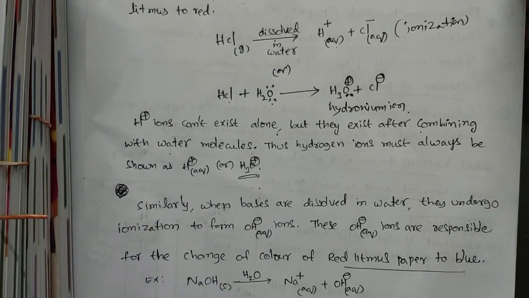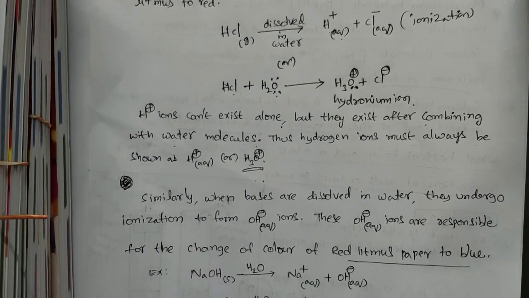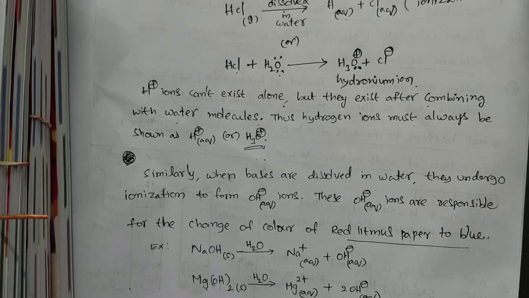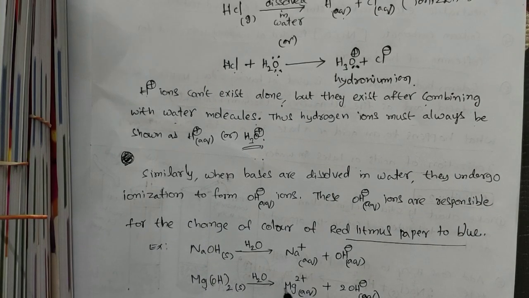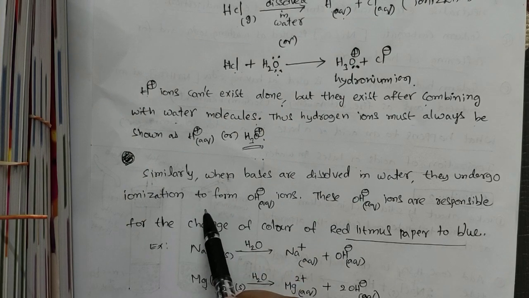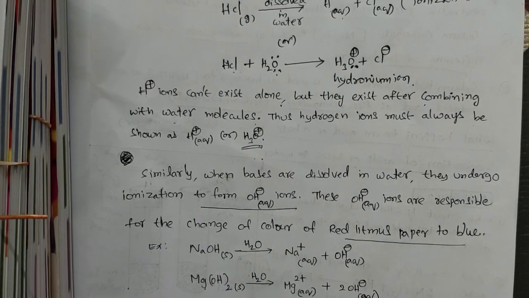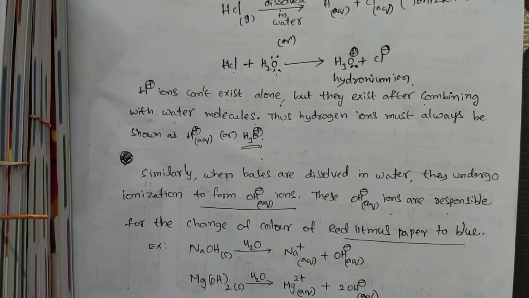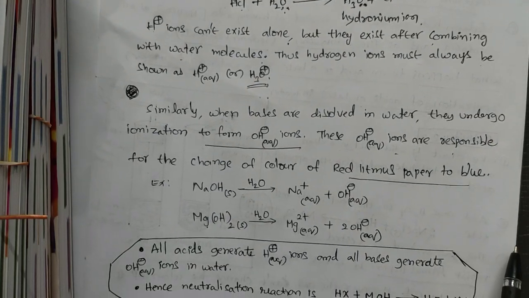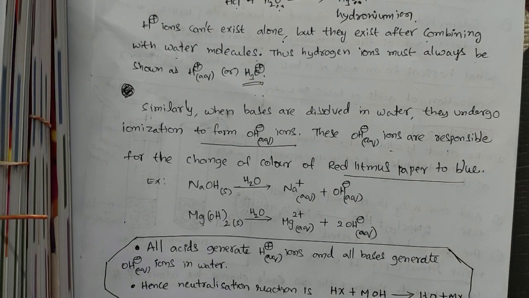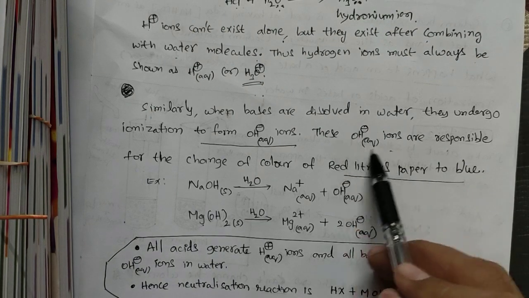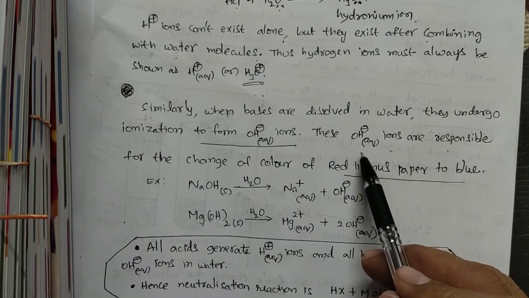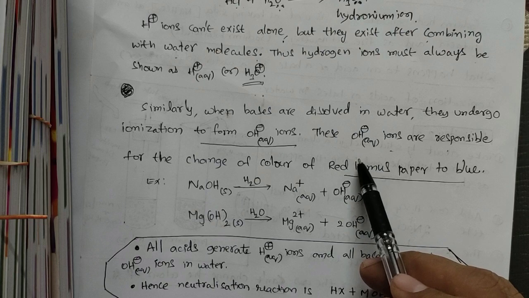Similarly, what happens when bases are dissolved in water? Same thing happens. Bases can also undergo ionization, but unlike acids, the bases produce OH minus aqueous ions. These OH minus ions are responsible for the change in the color of the red litmus to blue. We know bases change the color of the red litmus to blue. The reason for that is the OH minus ions produced in their aqueous solutions, which react with the litmus and change its color.